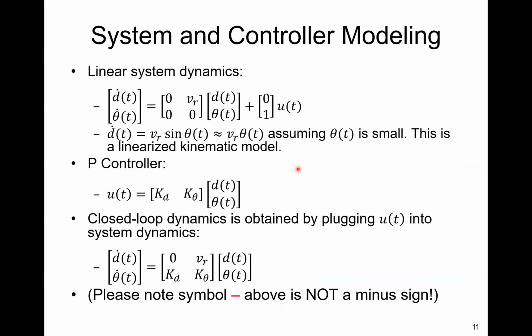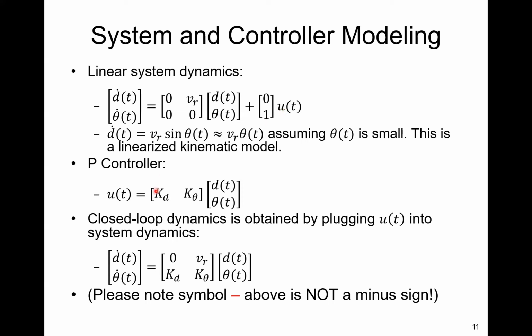So for this formulation, let's work out the equations. First, we assume linear system dynamics. The cross-track error d dot equals v times theta. So it's actually v times sine theta, which is approximately v times theta, assuming theta is small. So this is a linearized kinematic model. And theta dot equals u. So u controls the steering angle, so it controls theta dot.